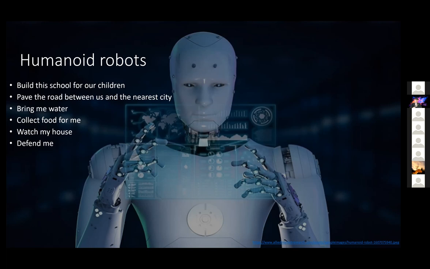The last 2 points, in some of these countries, it's not a dispositional quality, it's situational, right? When you have nothing and your neighbor has a little bit of something, you're more likely to take their little bit of something to provide for yourself. So watch my house, defend for me.